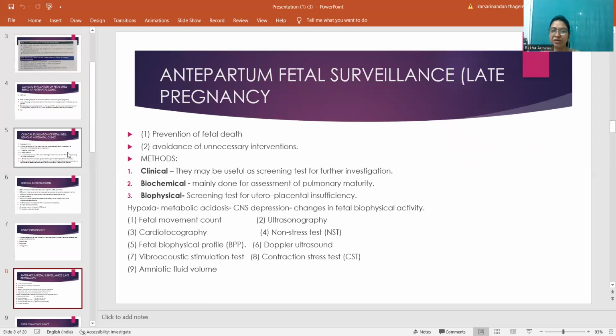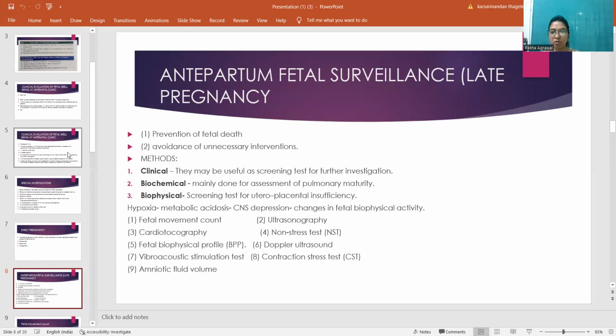Now comes antepartum fetal surveillance in late pregnancy. The aim is prevention of fetal death and avoidance of unnecessary interventions. What are the methods? Clinical methods, biochemical methods, and biophysical methods. So they are the main modes in late pregnancy to avoid fetal death. Clinical methods can be useful as a screening for further investigations. They give us a clue. Biochemical methods are mainly done for assessment of pulmonary maturity, and biophysical methods are a screening test for uteroplacental insufficiency.